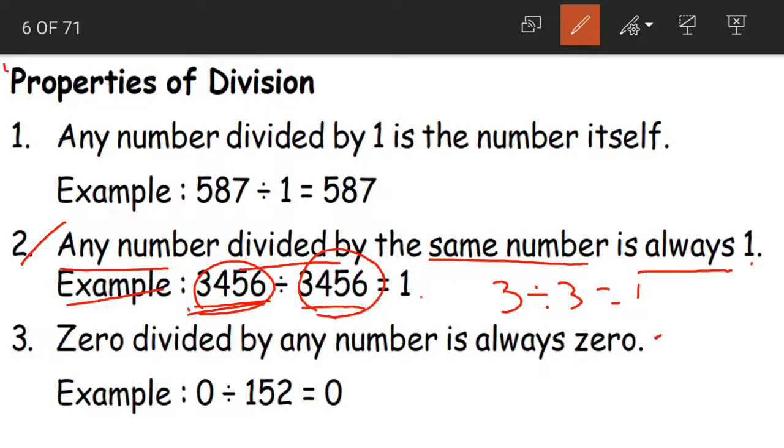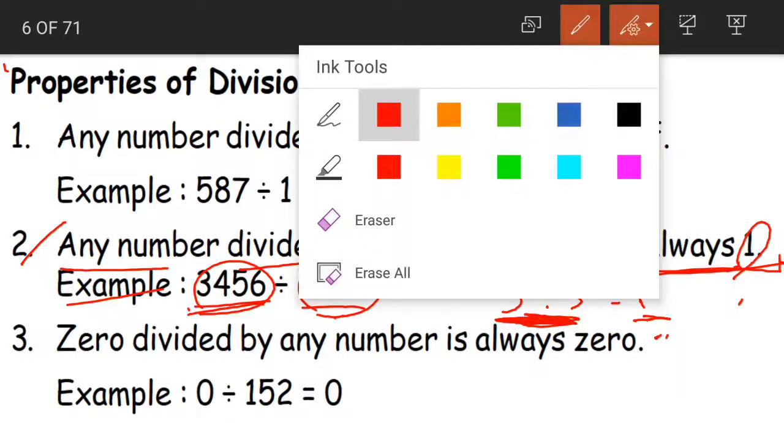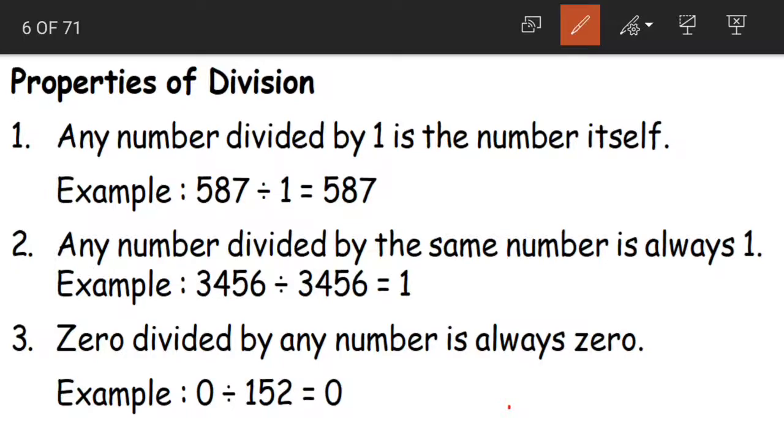Okay, again in the exam if they ask you any number divided by the same number is always dash, you do not have to remember. Take two numbers. Take the same number and divide it with itself. You will get the answer as 1. So you can write 1 there. Yes. Next, 0 divided by any number is always 0.